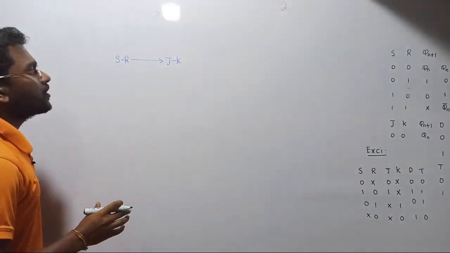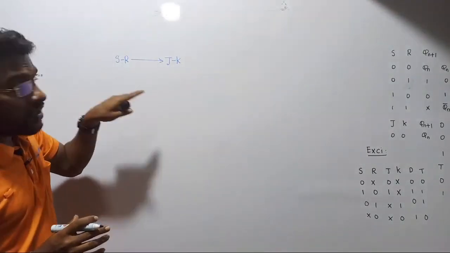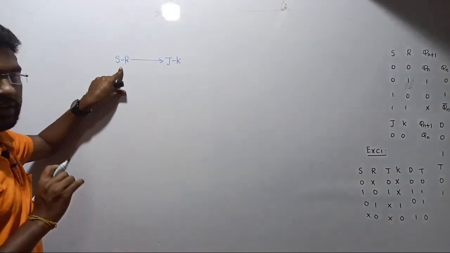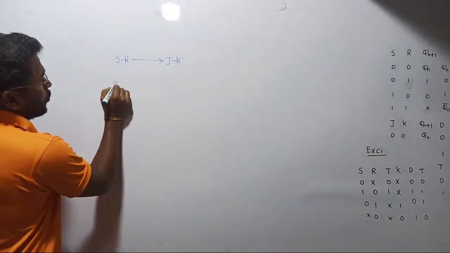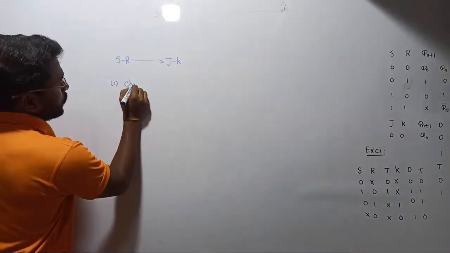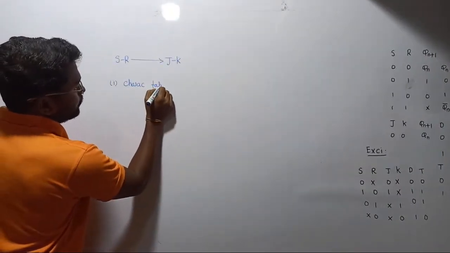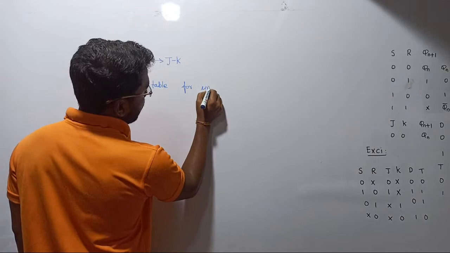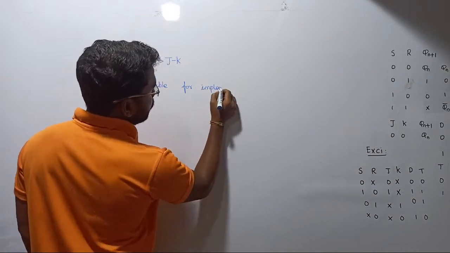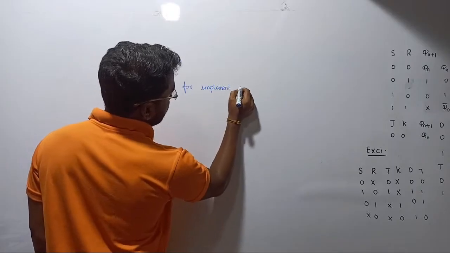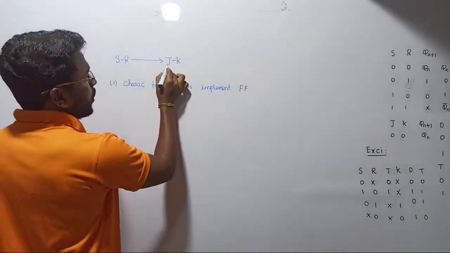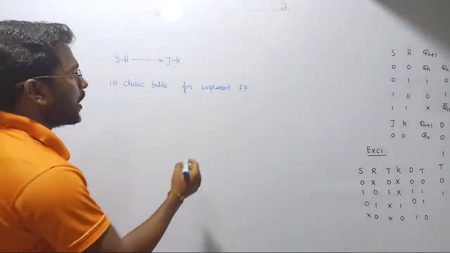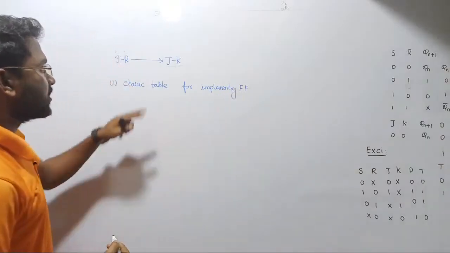It's quite interesting actually. First, we are going to design JK flip-flop with the help of SR flip-flop. That is the first step. Step number 1, you will have to write the characteristic table for the implementing flip-flop. Which flip-flop are we going to implement now? JK flip-flop. So step number 1, write the characteristic table for implementing flip-flop. Here we are implementing JK flip-flop.